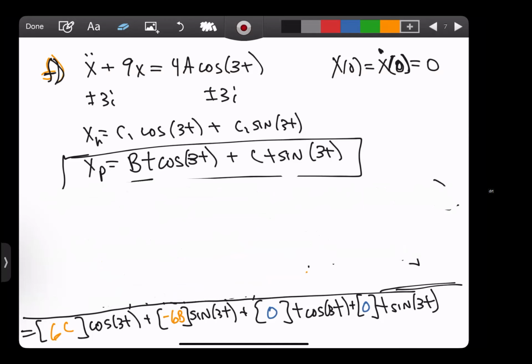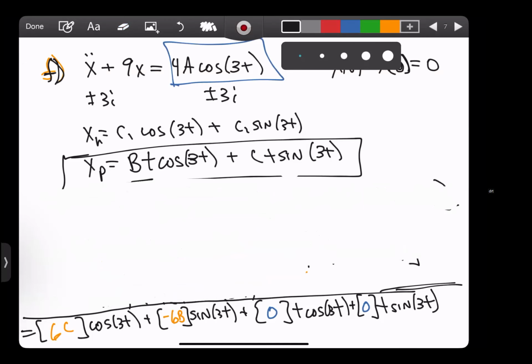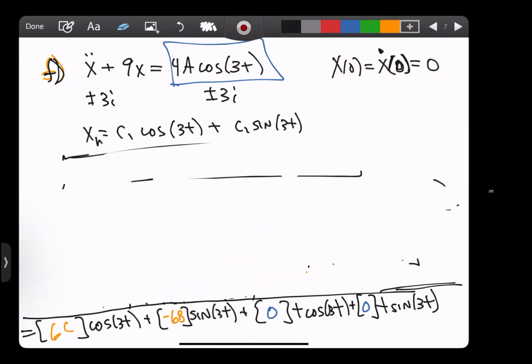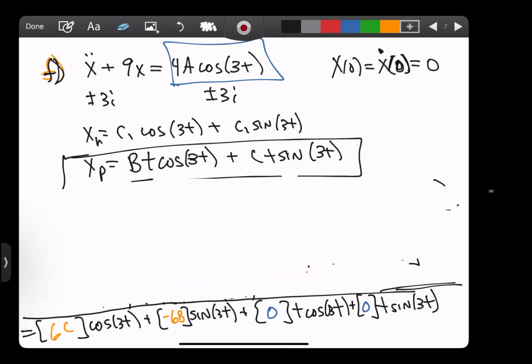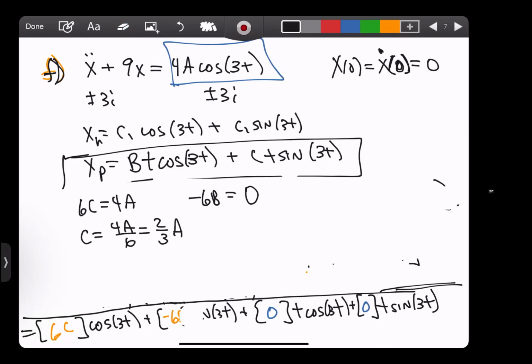So comparing what we have at the bottom of the screen to the thing on the right, the 4a cosine of 3t, we immediately see that 6c needs to be 4a, and negative 6b better be 0 because there's no signs of 3t on the right. So now we get c equals 4a over 6, 2/3 of an a. Look at that. That is not too bad.